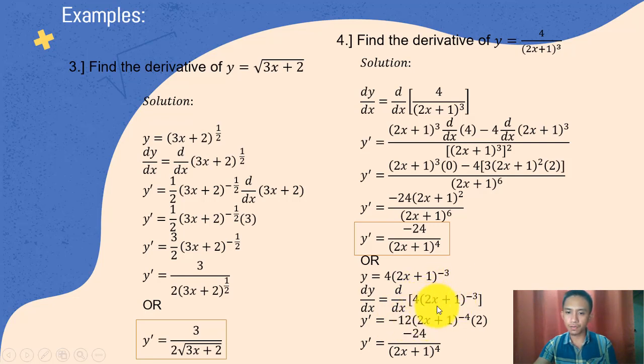Copy the function. Your function is 2x plus 1, so I will copy 2x plus 1. Subtract 1 from negative 3, so that is negative 4. Do not forget to differentiate inside: the derivative of 1 is 0, and the derivative of 2x is 2. Therefore, I will simplify further. 2 times negative 12 is negative 24. Negative 4 is the exponent, so that will go again across the bar so that it will become positive, which is exactly the same as this. Okay, that is another solution for number 4.